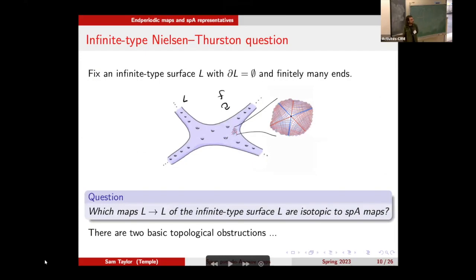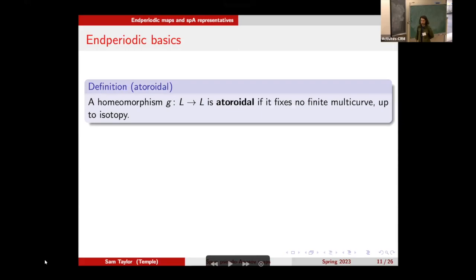It has to do with one of these two basic topological obstructions to a surface being isotopic to one of these maps. Okay, so first of all, I have a homeomorphism of a surface, any surface. I'll call it atoroidal if it fixes no finite multi-curve up to isotopy. So there's no collection of curves that get mapped back to themselves up to isotopy. That's a clear obstruction because the manifold I built is a hyperbolic manifold, and so there can't be invariant multi-curves because they would give me essential tori. So this is one obstruction, being atoroidal.